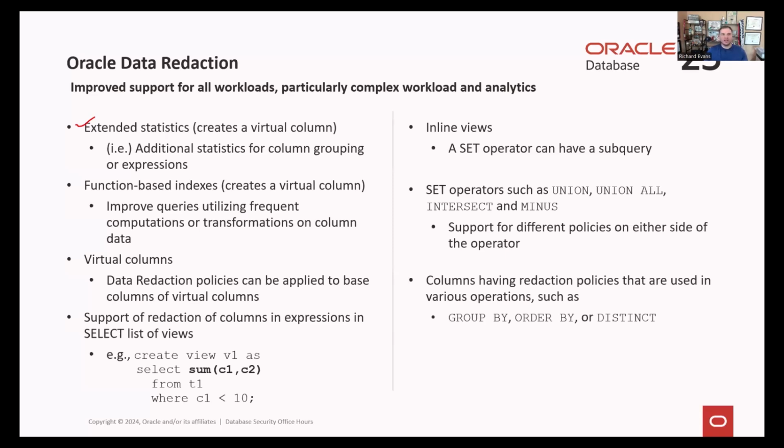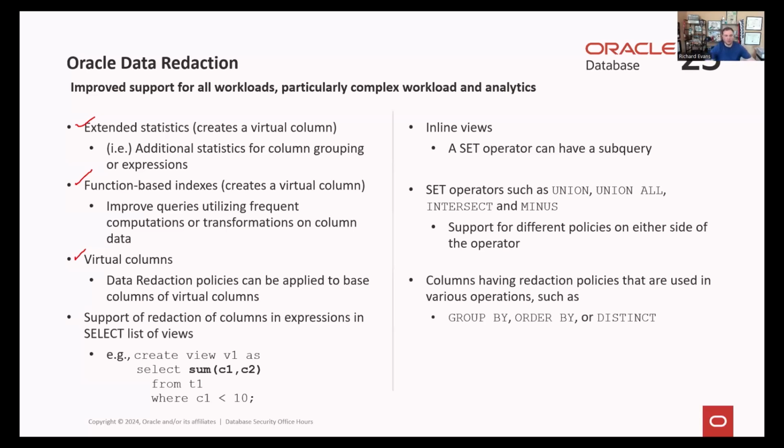Previously, we didn't support virtual columns. We do now. So extended statistics are supported. Function-based indexes are supported. And virtual columns. The base column of a virtual column is supported. And what I mean by that is, let's say you combine it to full address, or you create a customer address virtual column. But underneath, you can redact the zip code, the state, the address, whatever it is, and you'll see that redacted data up there. It'll be redacted. So we can apply these policies to the base columns of virtual columns. Not the virtual column itself, but the base column.